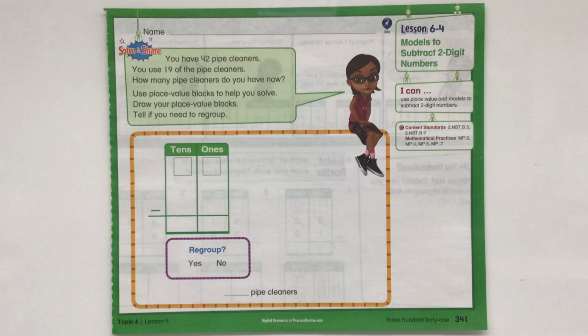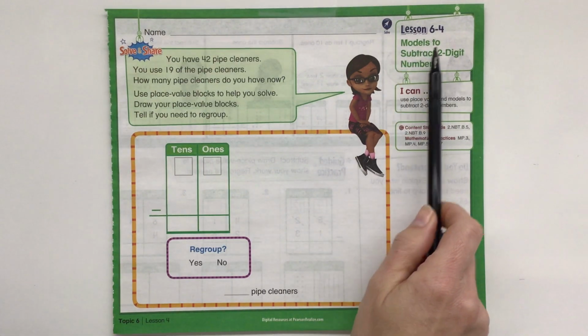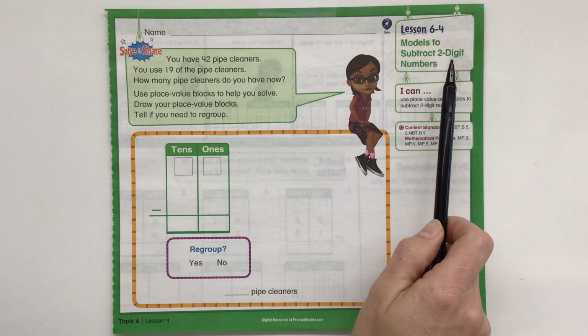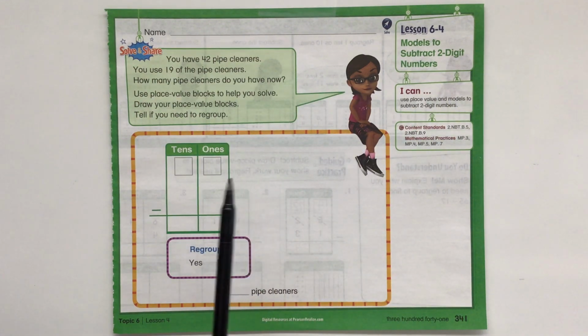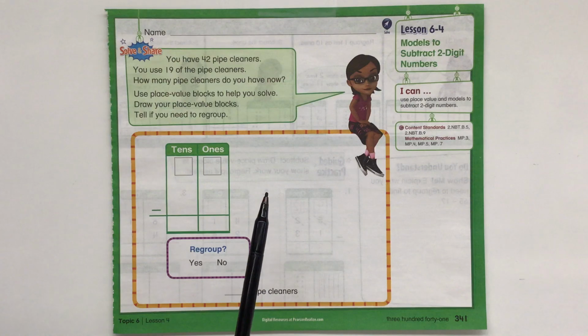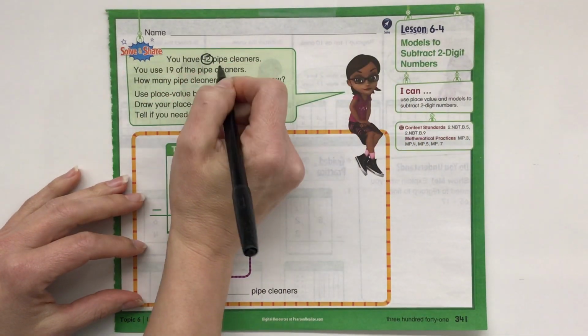All right, this is our second grade math here, lesson 6-4. We're going to be doing models to subtract two-digit numbers, okay? So we've always done 2 digits minus 1 digit so far. Now we're doing 2 digits minus 2 digits. So here we go. You have 42 pipe cleaners.